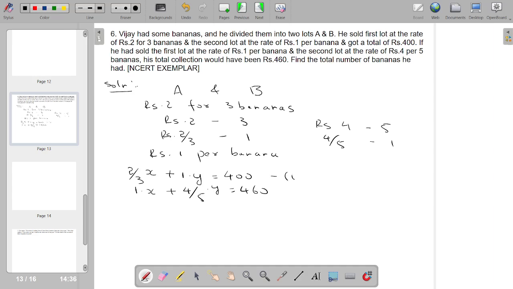This is equation 1. This is equation 2. Solve these two equations. Now I will simplify equation 1 by taking the LCM. I am not writing each and every step because these things have already been discussed in our previous session. 3 is the LCM here. 2x plus 3y, 3 into 400. 3 into 400 is 1200. Sorry, not 600.